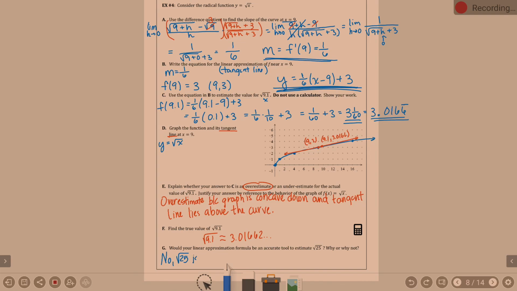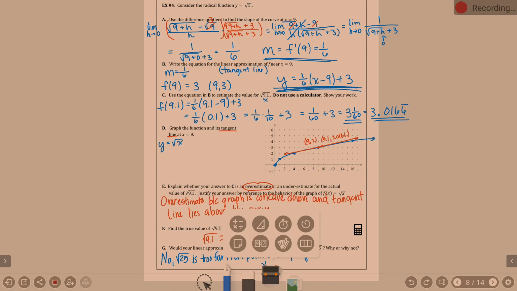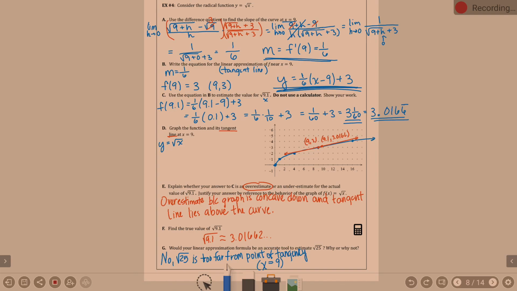Root of 25 is too far from the point of tangency. And our point of tangency in this case was x equals 9. I'm also going to say outside the local neighborhood.